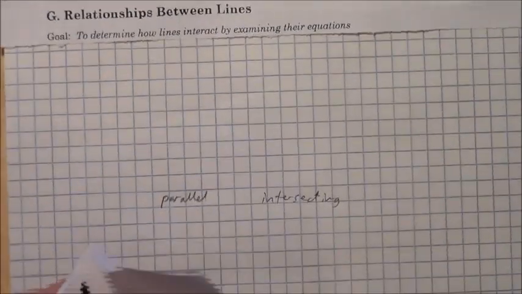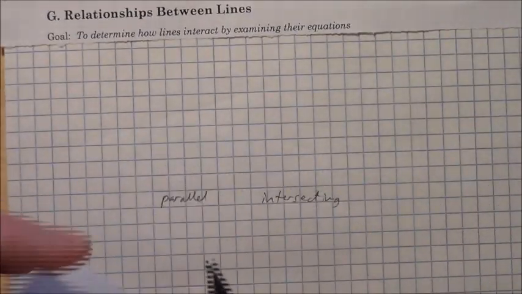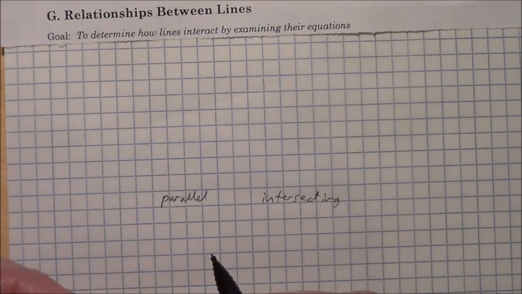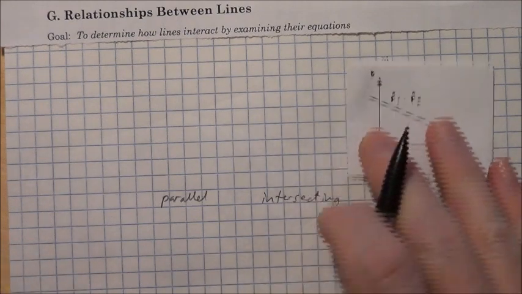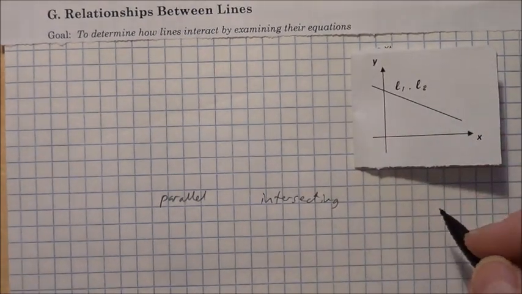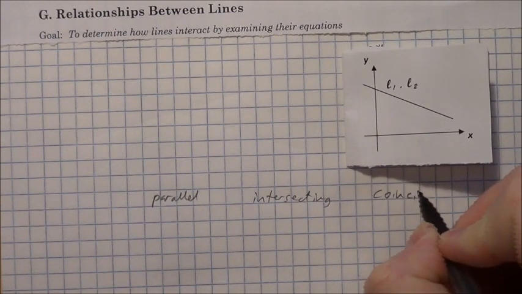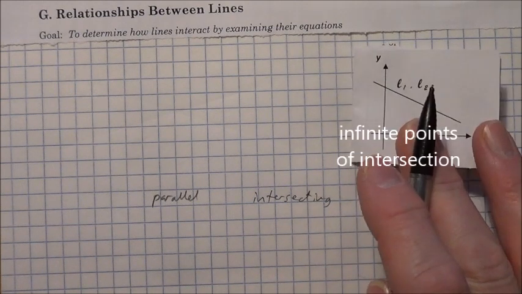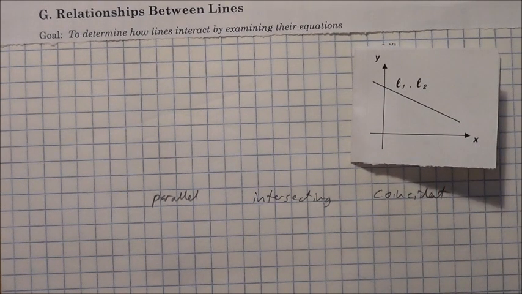And in a plane, the last situation is if we have lines that are coincident. That means that the two lines are parallel and they pass through the same point. In this case, there are infinite points of intersection, and therefore there are no unique solutions. Those are the three situations that we're going to be looking at.